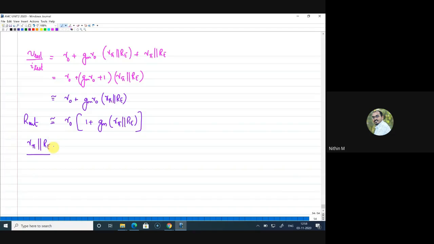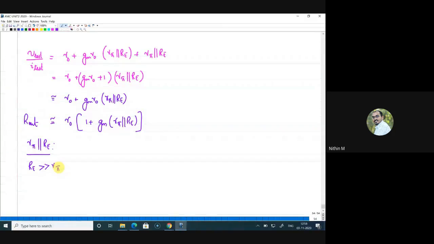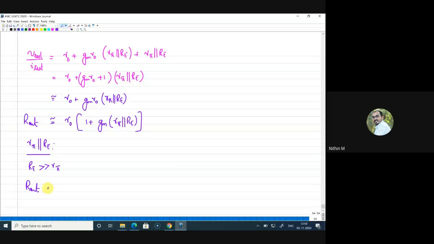That means I can take two cases. Now if your RE is very large compared to R pi, what will be R pi parallel RE? The parallel combination will be the smallest value. So since RE is very large, in that case your R out will be approximately equal to R naught into 1 plus GM into R pi. R pi parallel RE will be equal to R pi if R pi is small.